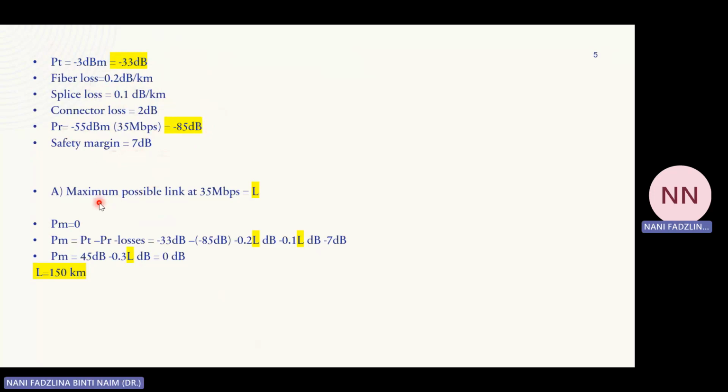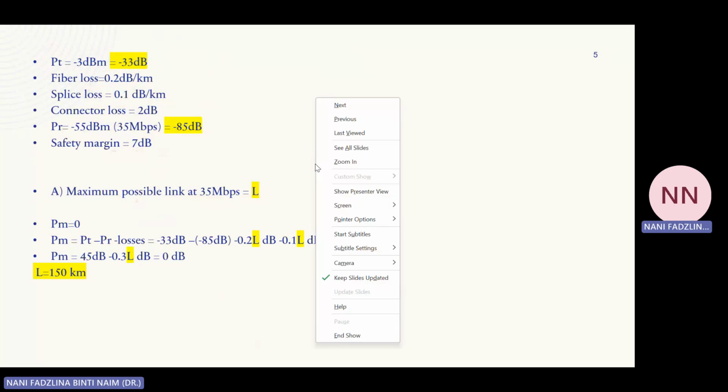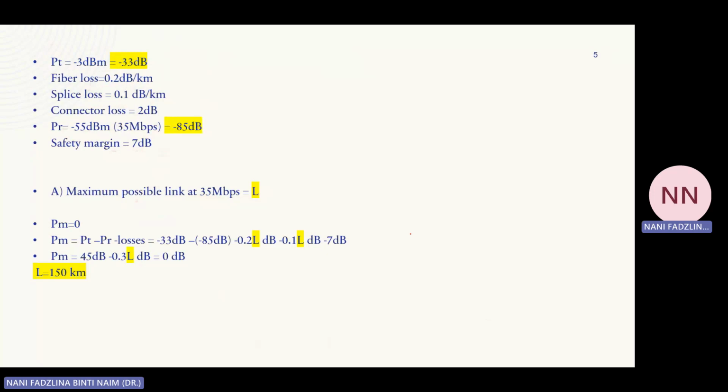The question wants you to find the maximum possible link length at 35 megabit per second. So let's say the length is L, and we need to find the value of L. We already know that we have to use this formula, power margin equal to 0, because we want to find the maximum link length. We have the values of power transmit, power received, and all the losses, except that we don't know the length. And this one is equal to 0.